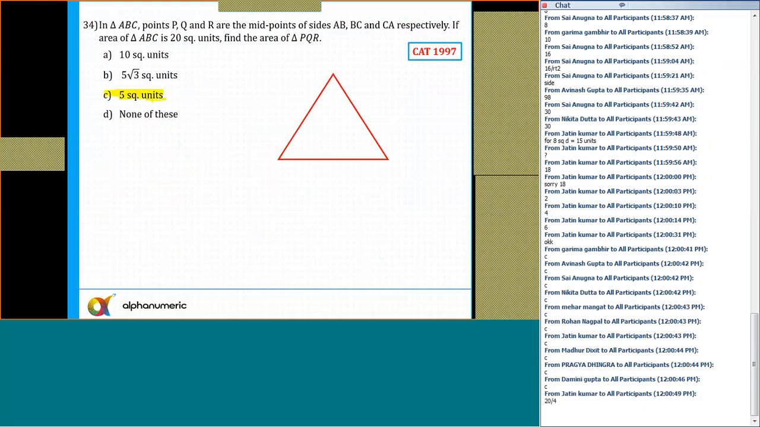Again, this was a sitter, which will not take more than 30 seconds. In triangle ABC, P, Q, R are the midpoints. So this is the triangle ABC, marked A, B, C, and P, Q, R are the midpoints. Whenever you join the midpoints, we get a triangle known as the medial triangle. The area of all the 4 triangles will be the same. So the answer will be nothing but 20 by 4, so the area of each will be 5. An easy one. Can I move to the next slide now?